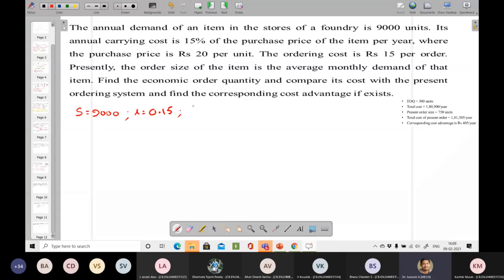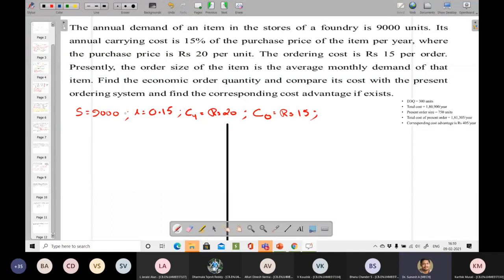The ordering cost is given, so C naught is rupees 15 per order. Presently, the order size of the item is the average monthly demand of the item. So the company is not following the EOQ condition. The company is following a thumb rule, taking the average monthly demand into consideration. Find the economic order quantity and compare its cost with the present ordering system.